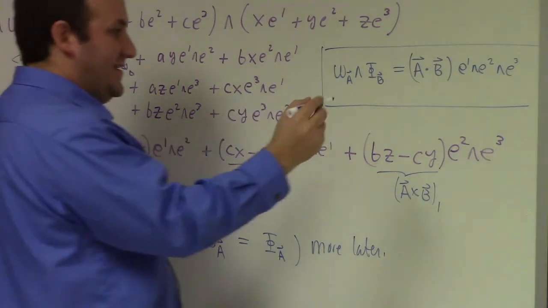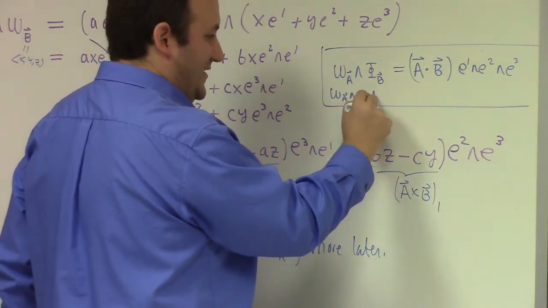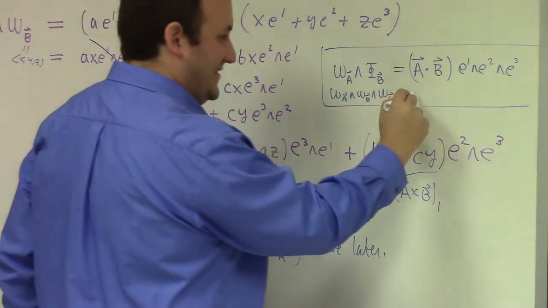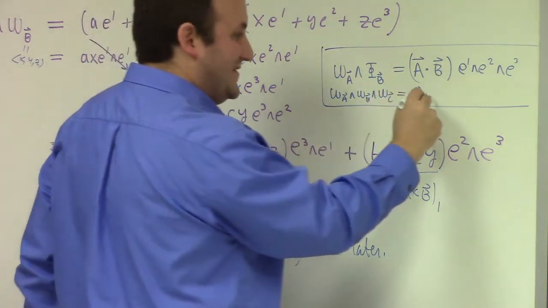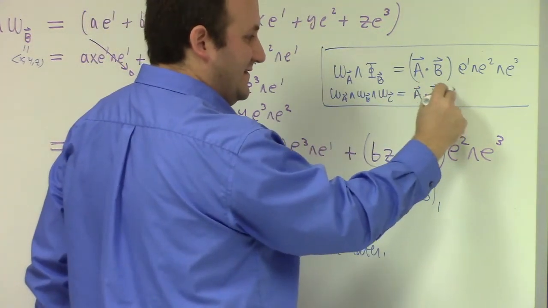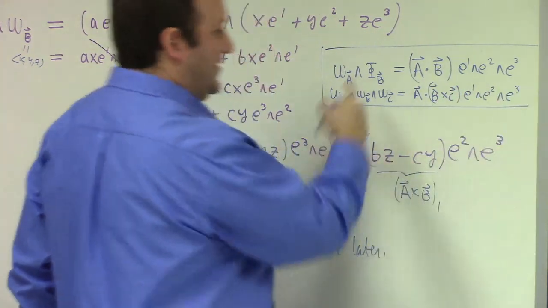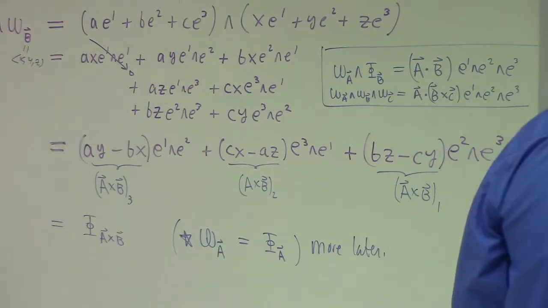So once you know that, then you know that omega A wedge omega B wedge omega C is what? It's A dot the flux form of BC, which is B cross C. So there you go: dot product, triple product, cross product, it's all in the exterior algebra. Just look at it. It's all there.